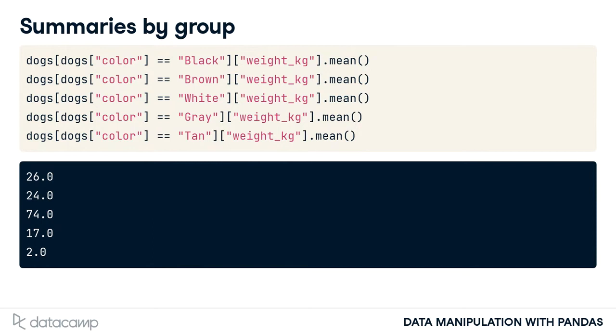For example, does one color of dog weigh more than another on average? Are female dogs taller than males? You can already answer these questions with what you've learned so far. We can subset the dogs into groups based on their color and take the mean of each. But that's a lot of work, and the duplicated code means you can easily introduce copy and paste bugs.